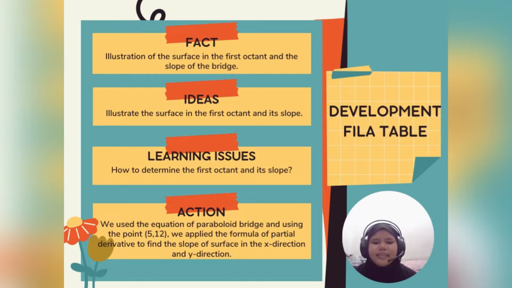The idea that we can take, based on the fact, is to illustrate the surface in the first octant and its slope. The learning issue that we can learn based on the idea is how to determine the first octant and its slope. The action that we can take is we use the equation of the parabolic bridge based on the equation that we get from the first action, and using the point (5, 12) we apply the formula of partial derivative to find the slope of the surface in the x direction and y direction.